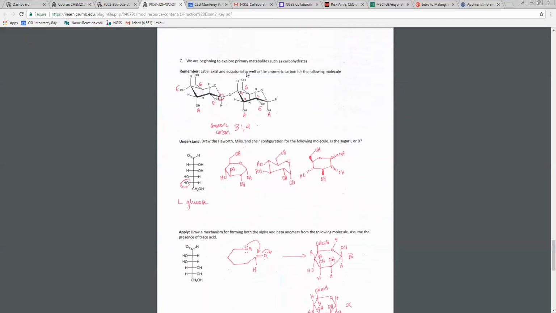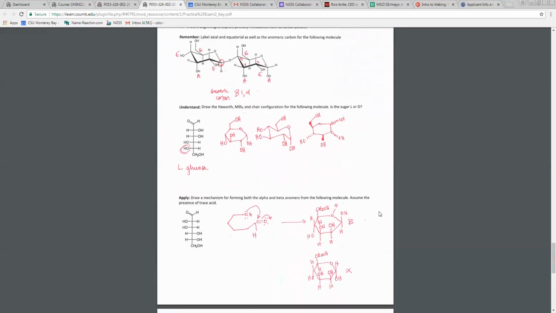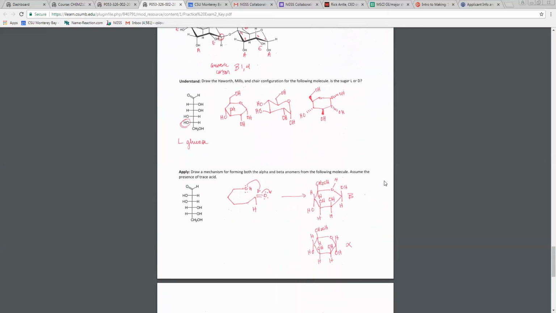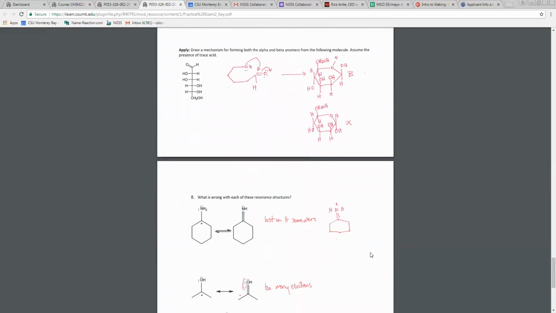So this is labeling axial and equatorial as well as the anomeric carbons. This is drawing Haworth, Mills, and chair configurations, and then a mechanism for the formation of the cyclic hemiacetal.